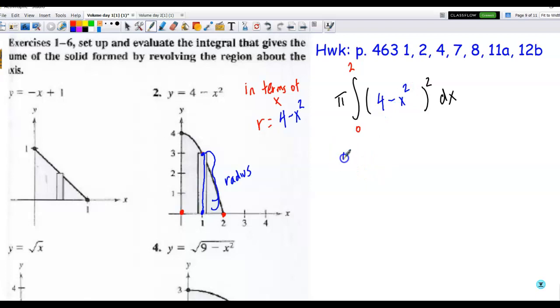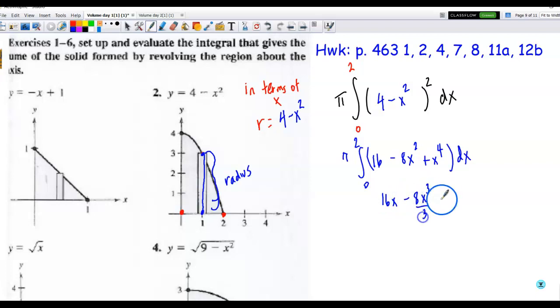I will square that binomial, and I'll probably stop doing that as well because you guys can carry forth the rest of it. So that's going to be 16 minus 8x squared plus x to the fourth dx. And then when I integrate that, I'll get 16x minus 8x cubed over 3 plus x to the 5th over 5. Don't forget the pi. There's my pi from 0 to 2. And then when you substitute and do that arithmetic, you will get 256 pi over 15.